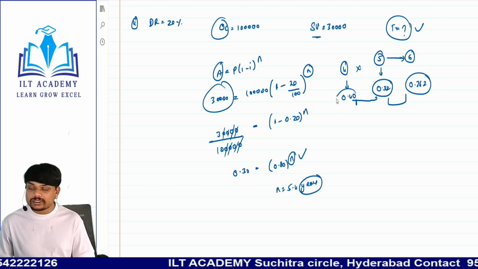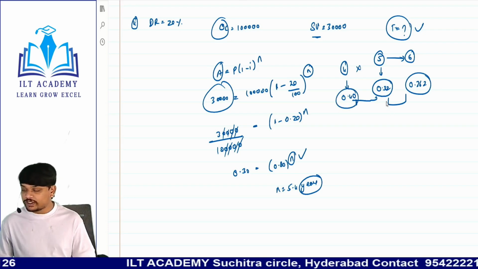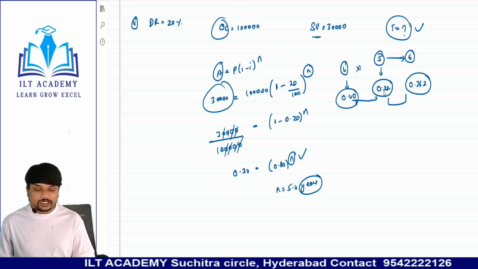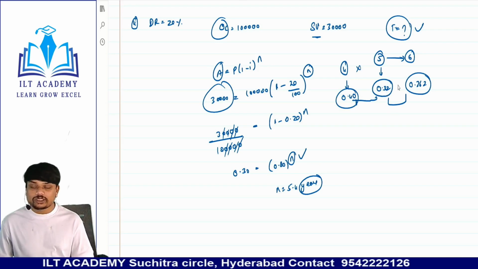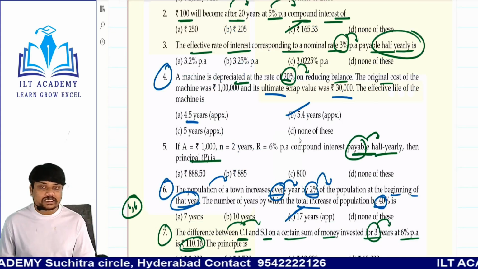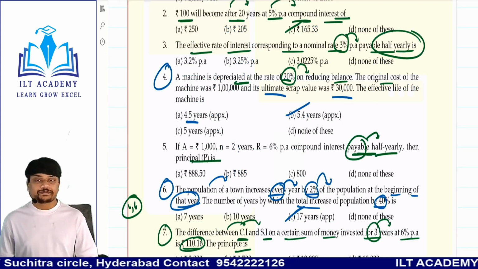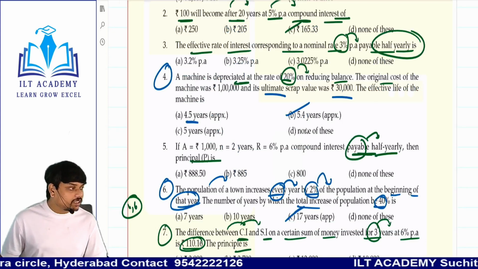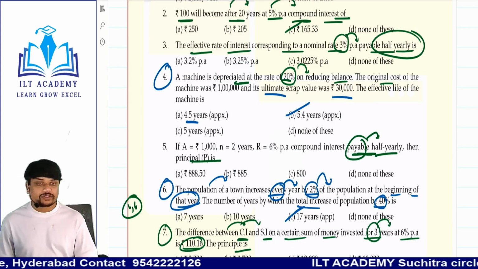If you check at 4 years, 0.40 is coming. If you check at 5 years, 0.32 is coming. At 6 years, 0.26. So it is in between 5 and 6. So 5.4 years is the answer. Clear? Any doubts, ma'am? Need to understand it. Got it? Thank you.